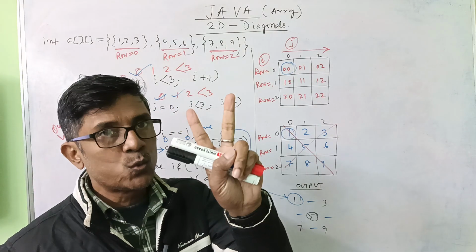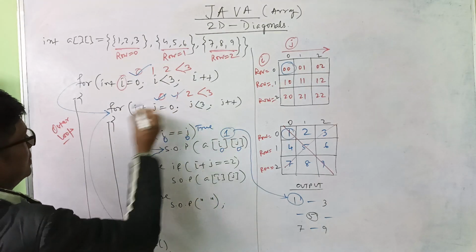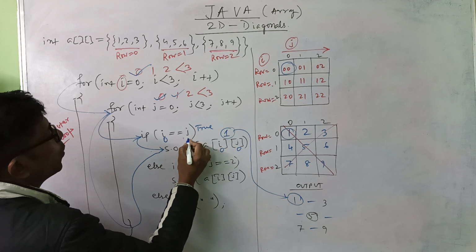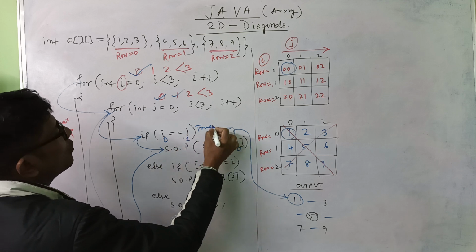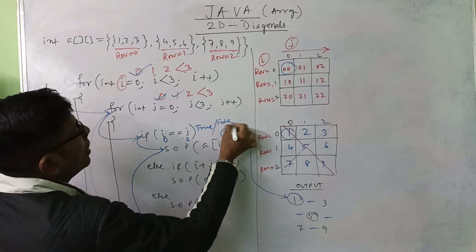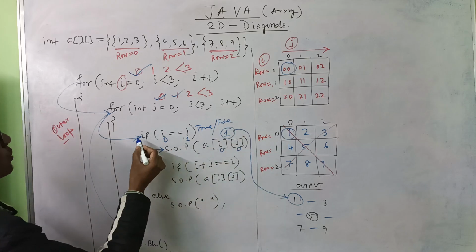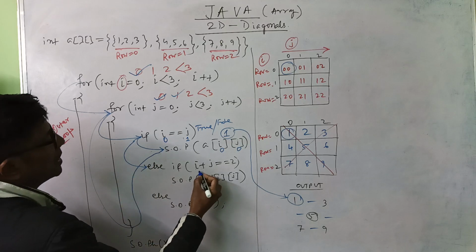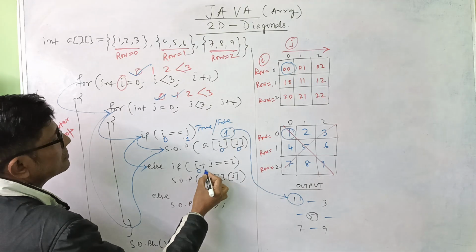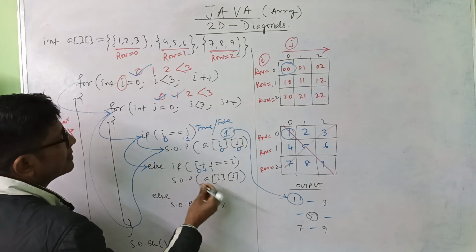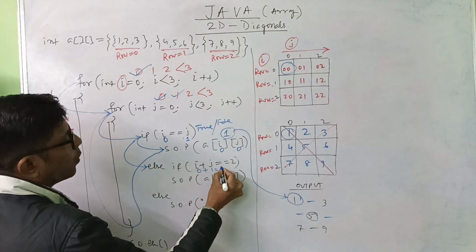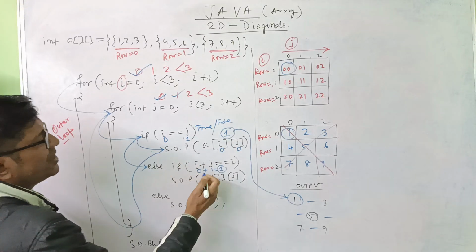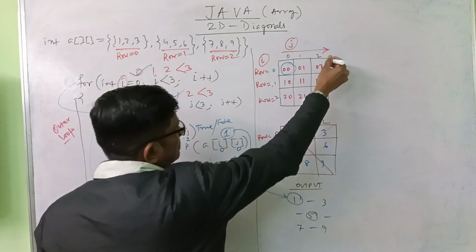Now j is 1. Again, j is 1, condition false. Condition false. So what will come here? 0 plus 1, value 1. On this side the value is 2. Not matching. This condition I have given for this.